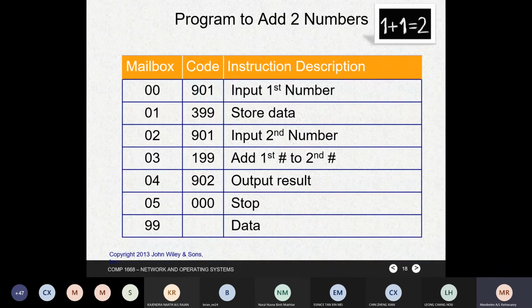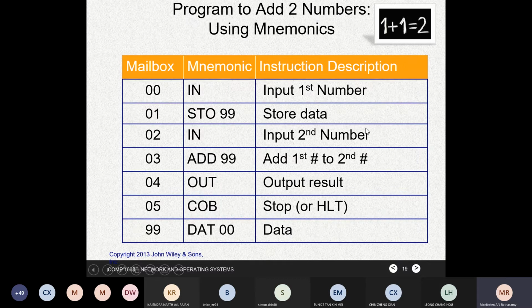All right, so program to add two numbers, that's where we stopped. I hope all of you are clear. 901 is input first number, 399 to store the first number, 901 to input the second number, then 199 to add the first number to the second number, 902 is output the result, then we stop the program. That's how it works. So let's look at more examples.